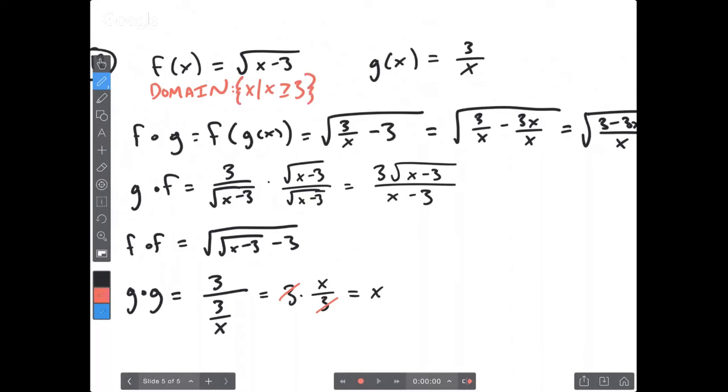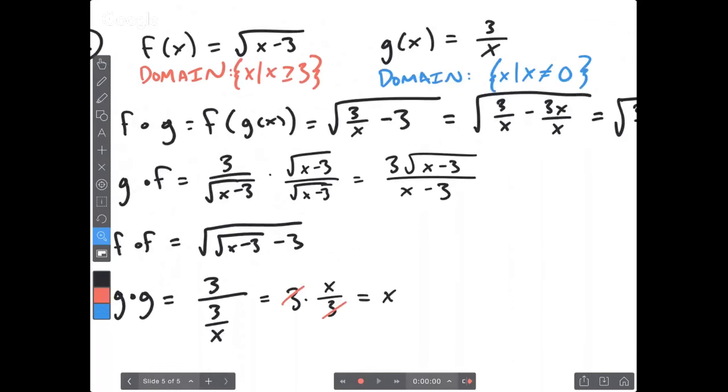And g of x over here, the domain is the set of values x such that x does not equal 0, because you can't divide 3 by 0. Okay, so now we're set up to think about each of these individual domains.